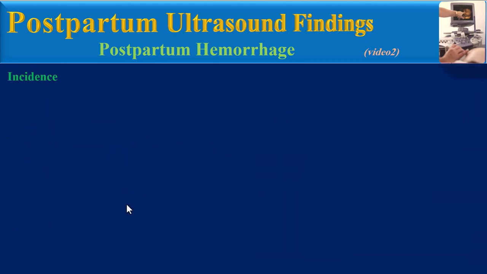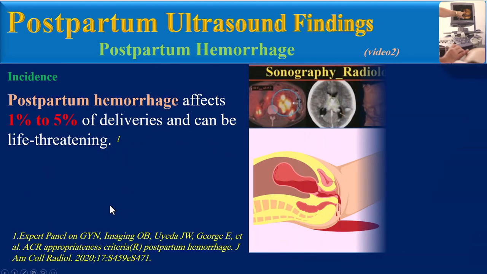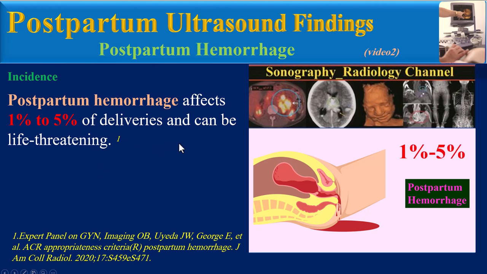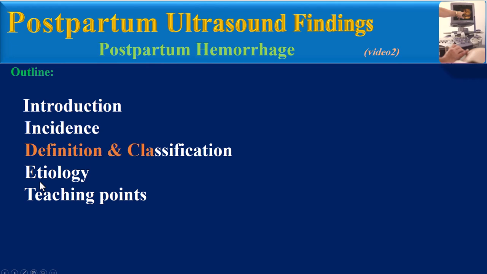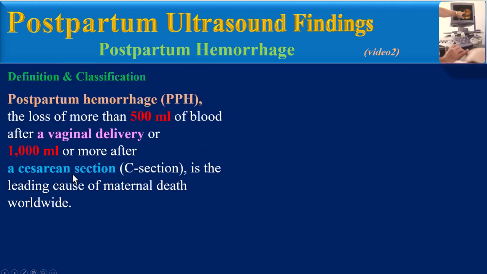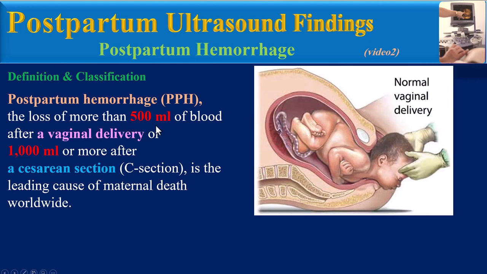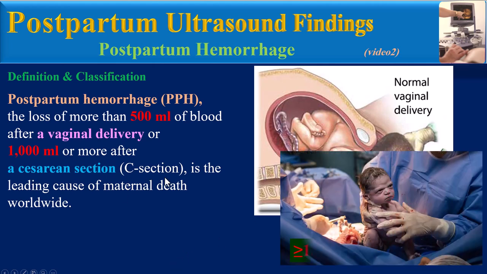The incidence. Postpartum hemorrhage affects about 1 to 5% of deliveries and can be life-threatening. Definition and classification. Postpartum hemorrhage is the loss of more than 500 milliliters of blood after a vaginal delivery or 1,000 or more after cesarean section, which is the leading cause of maternal death worldwide.